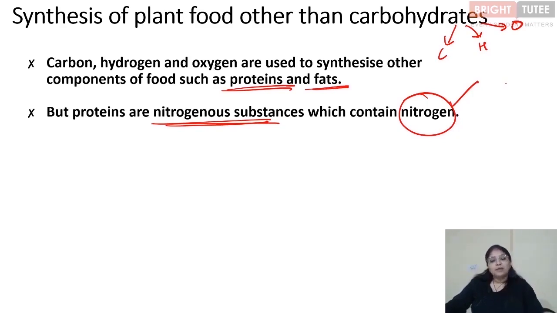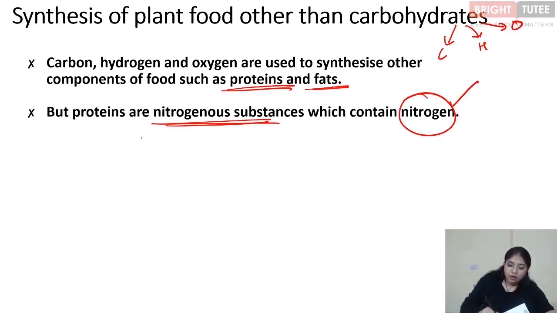So, how do the plants get nitrogen? As you know, the gaseous form of nitrogen is in abundance in the atmosphere, but plants are not able to utilize this form. That means the gaseous nitrogen is not being utilized by the plant, because the plant cannot do so. So the plant requires nitrogen in a different form. There are various ways in which the plants get this nitrogen. Let's understand the different ways in which the plants obtain the nitrogen that is required for the synthesis of proteins.